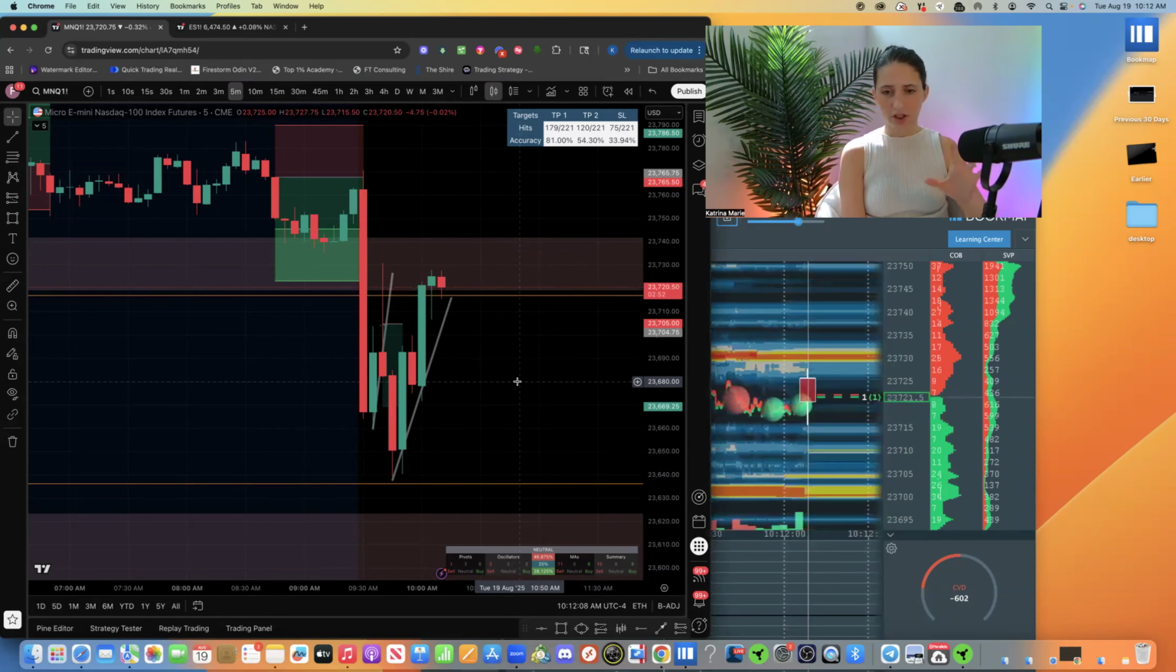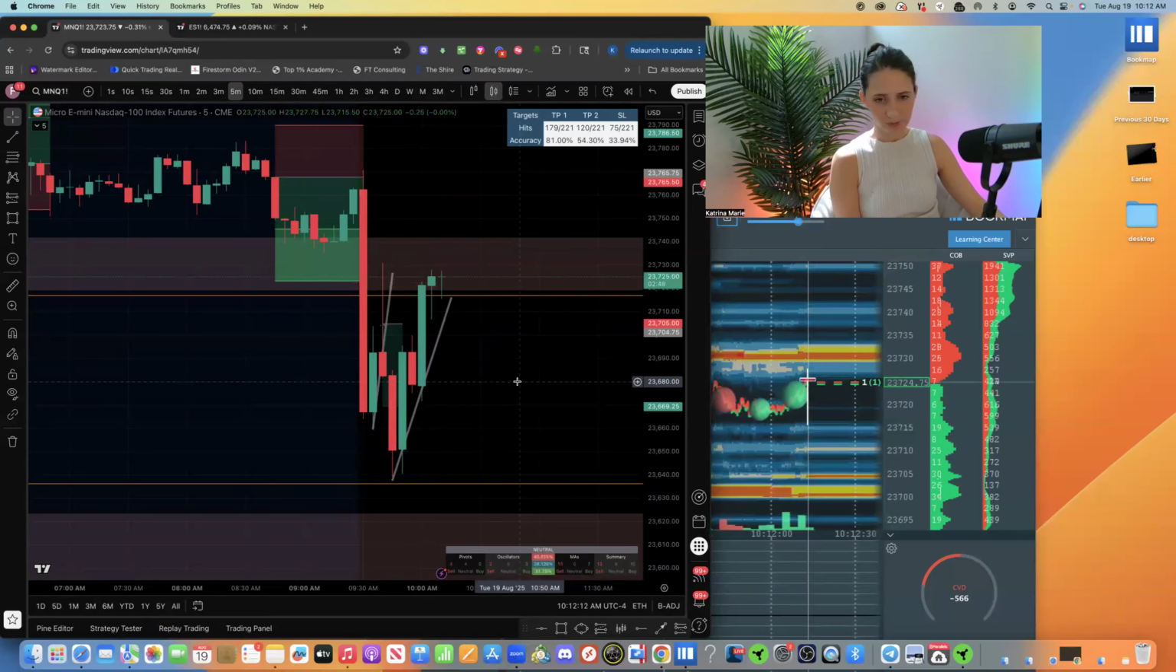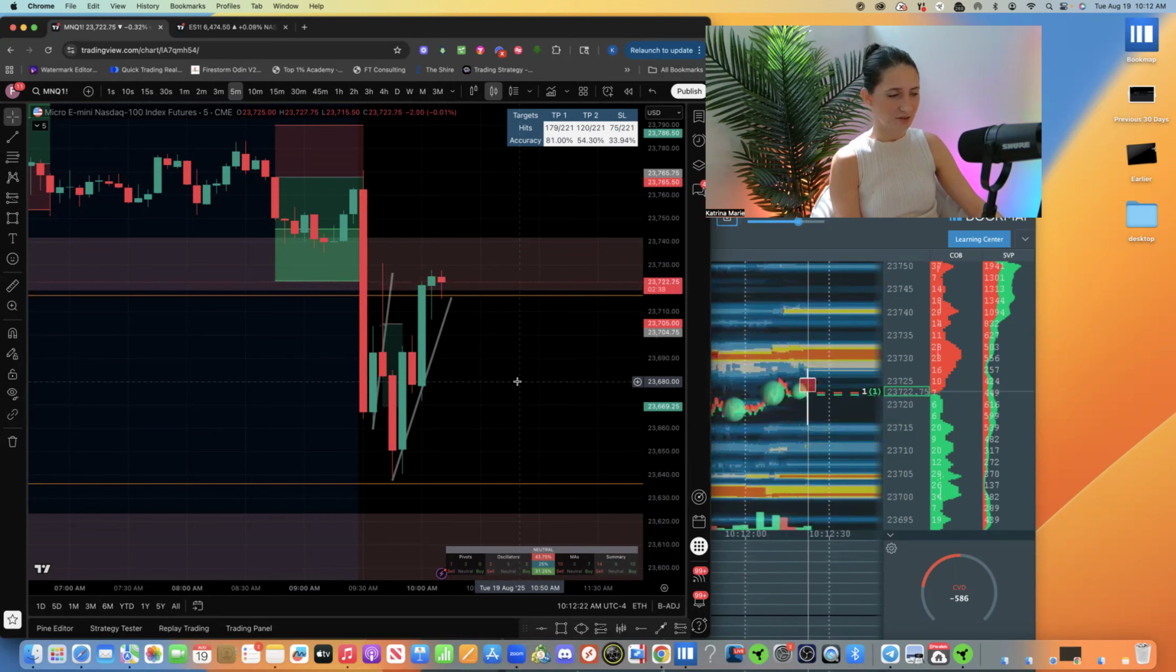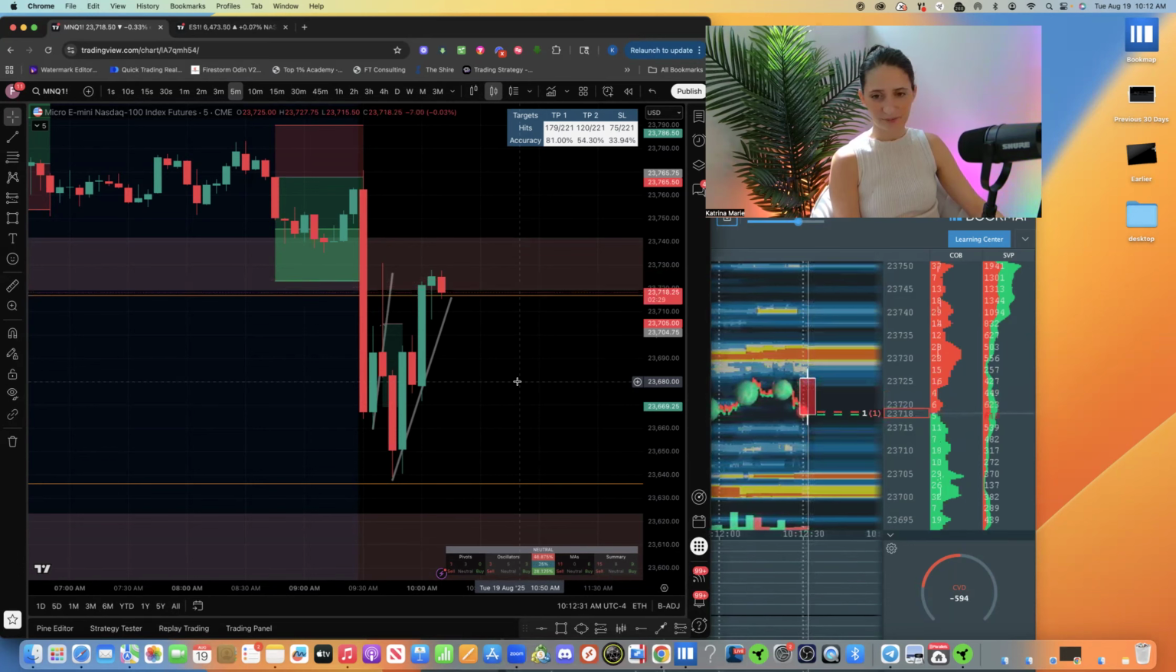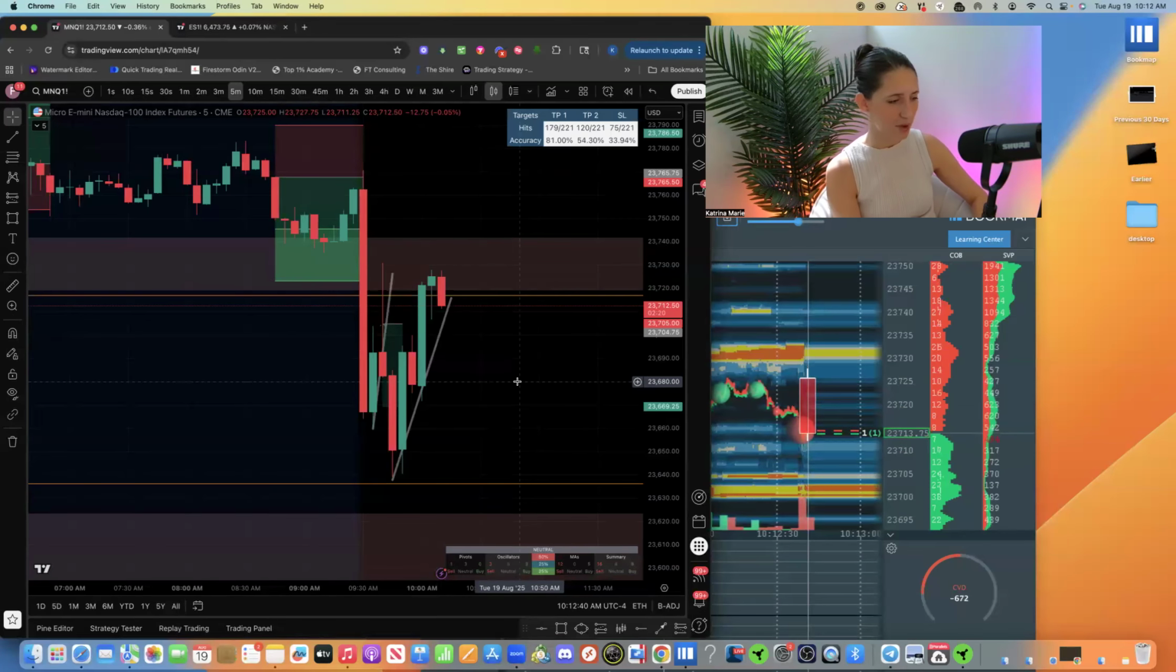So, question, does everyone like having Bookmap up or no? Yes. We got one yes. We got two. Yes. Okay. Yes, I am going to do a video on that so we can get everyone to understand Bookmap better.